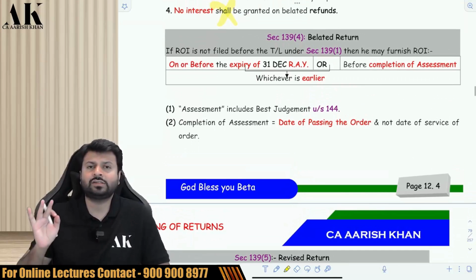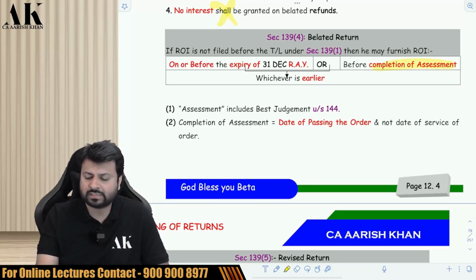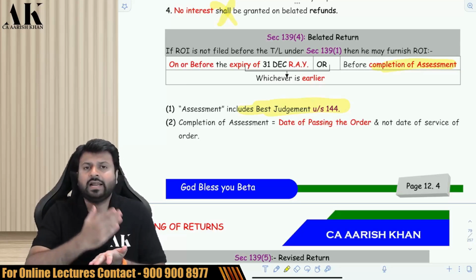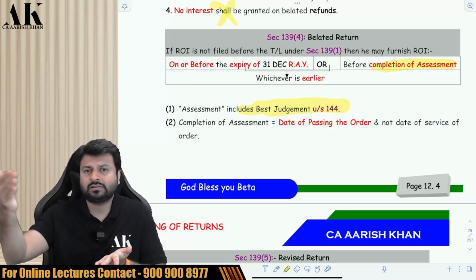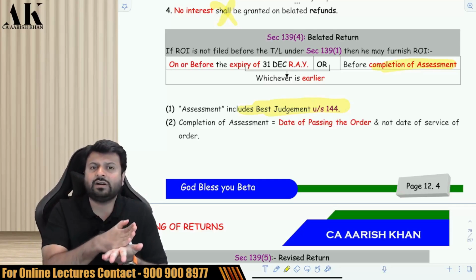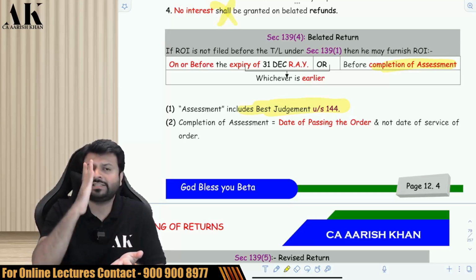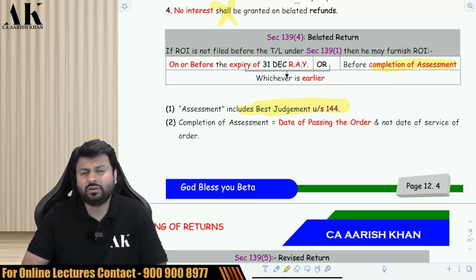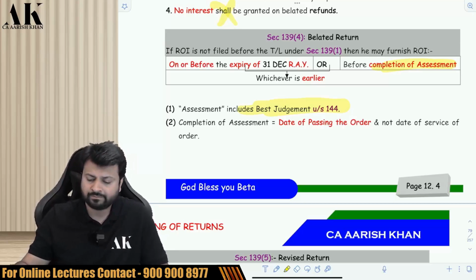Next, belated return. If you are not able to file the return on time under 139(1), then you can file a belated return. By which date? By 31st of December of the relevant AY, or before completion of assessment, whichever is earlier. Sir, which assessment is completed even before filing the return? It is the best judgment assessment which is completed even before filing the return. So for financial year 22-23, you can file the return by 31st of December 2023. But if the assessment is completed on 15th of December by the assessing officer, sir, completion of assessment means the AO has passed the order by 15th of December, then you should have filed the return before 15th of December, that is by 14th of December. But if the assessment is not completed, then you can file till 31st of December, that is allowed to you, okay? You can check it.